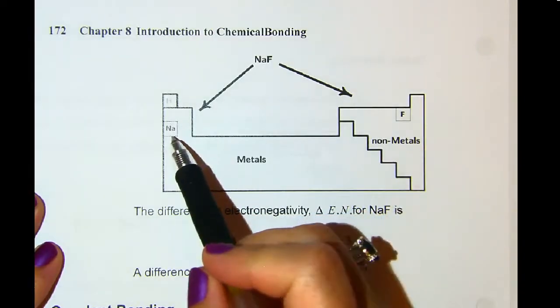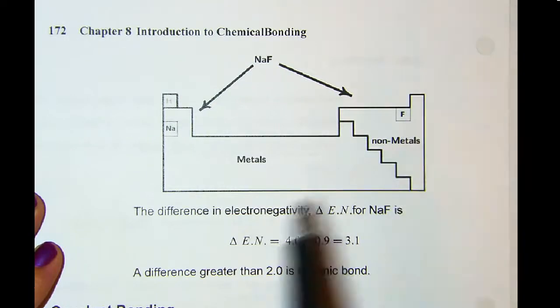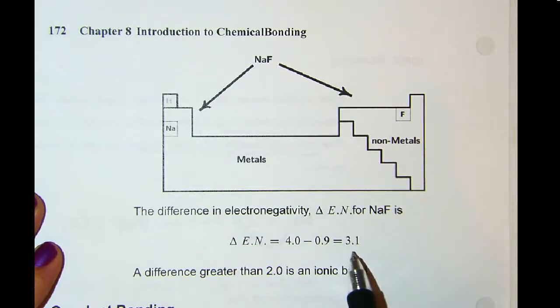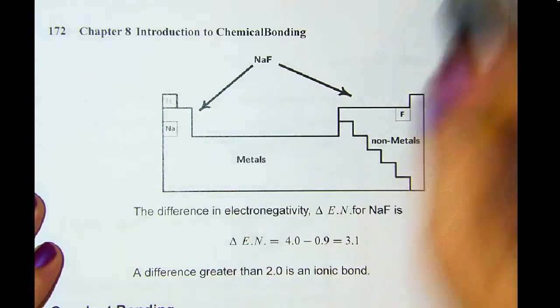For example, here's sodium, which is a metal. Here's fluorine, which is a nonmetal. The electronegativity difference between them is a total of 3.1, because fluorine is 4.0 and sodium is 0.9. So you subtract them and you get a difference of 3.1. Since that difference is greater than 2.0, this is considered an ionic bond between sodium and fluorine.